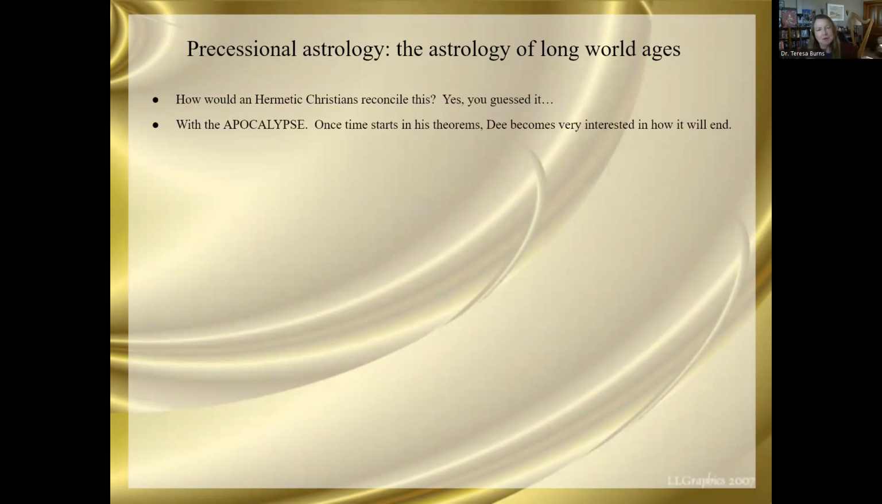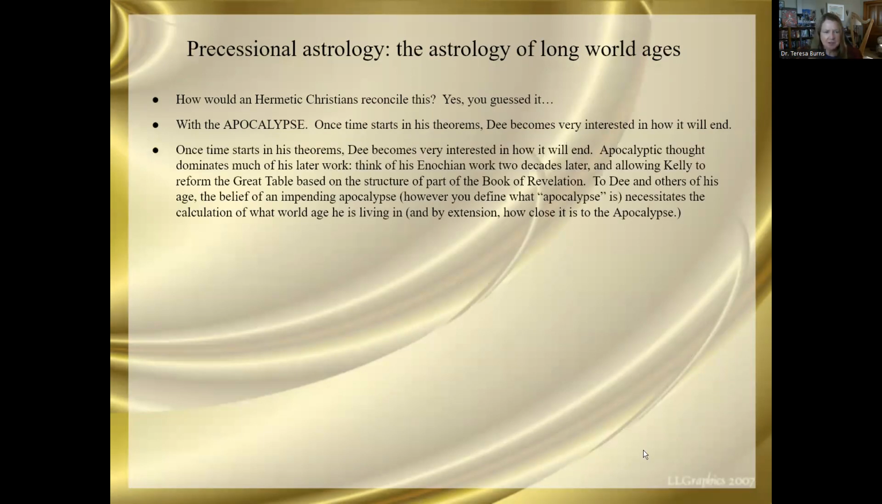So this creates the very strange situation in Dee's theorems that once time starts, he becomes very interested in how it will end. Okay, let's get it over with. How does this end? And apocalyptic thought, if you know the work of Dee, you know it dominates a lot of his later work, the Enochian work in particular. But it's a big theme here too.